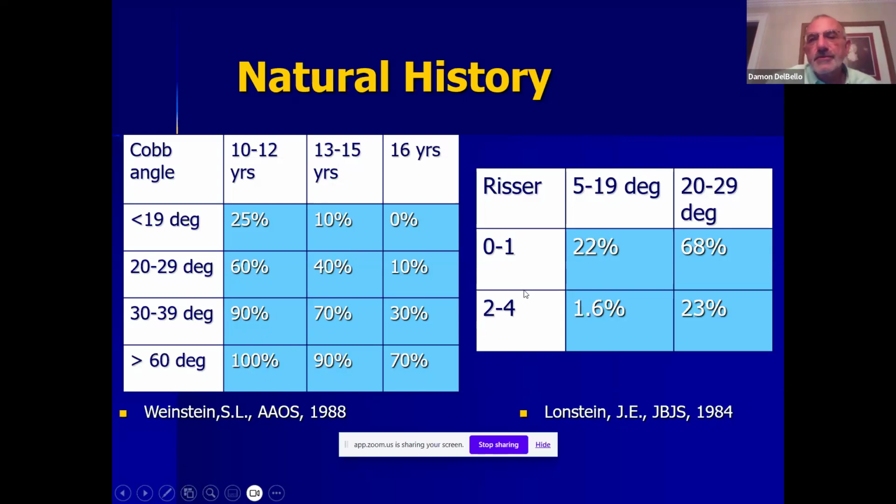If we relate this to Risser sign, we see the same trend. Small curves less than 20 degrees are stable despite the fact that the individual is skeletally immature. That same skeletally immature individual, if they present with a large curve, that's a highly progressive curve. This curve needs to be treated. Okay, what are we trying to achieve? We're trying to achieve curves below 30 degrees.